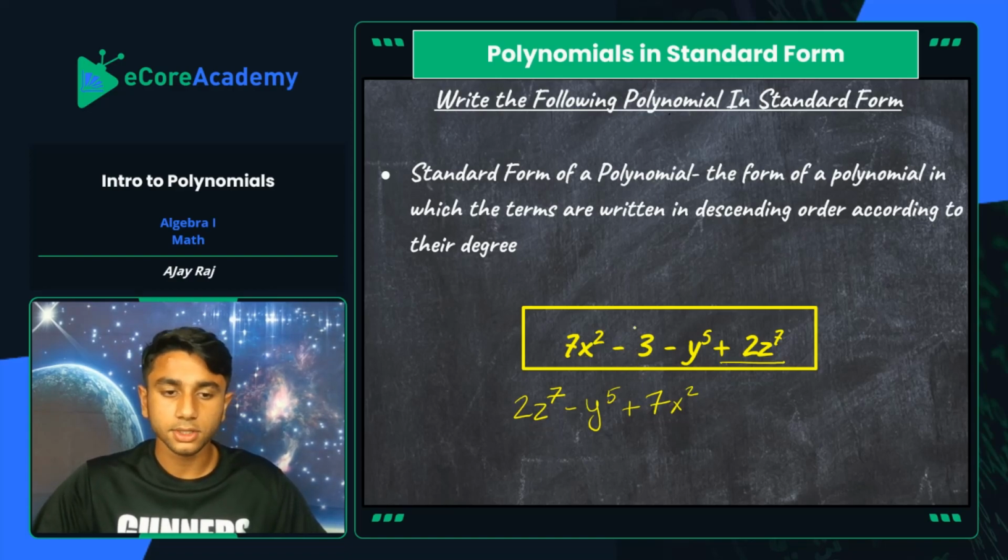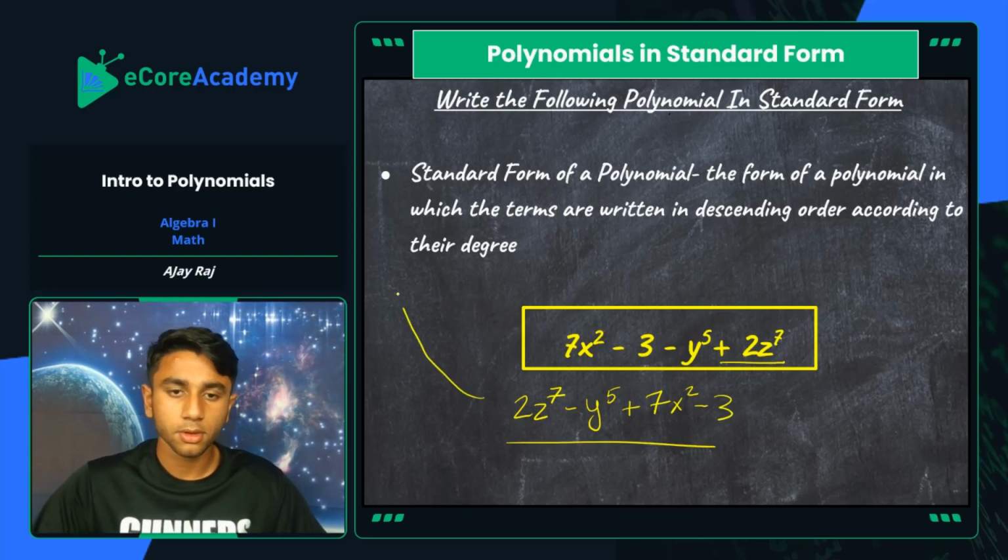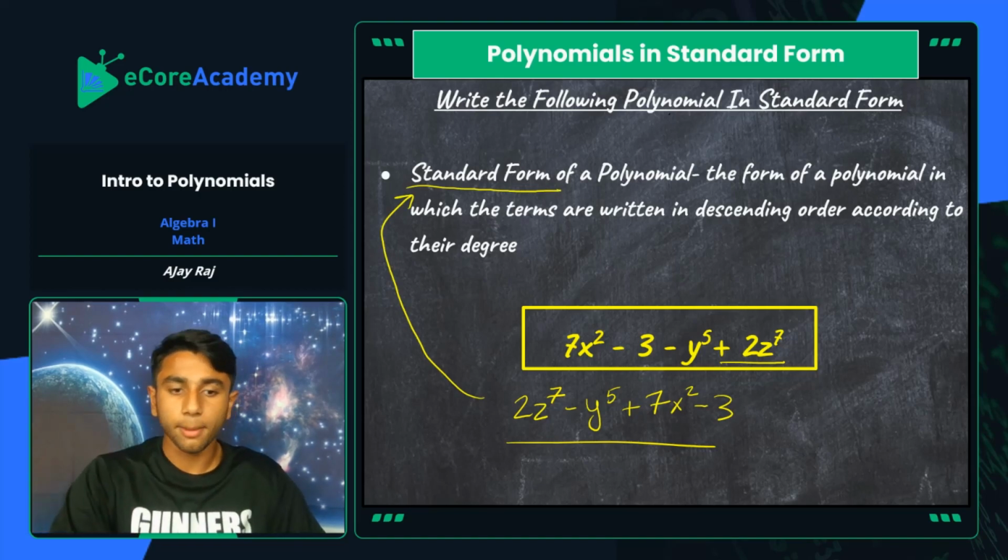So negative 3, obviously, is its own term. And here it's going to be a constant. It's going to have technically a degree of 0. So that's going to be minus 3. That's how we're going to write it in standard form. Pretty simple, and it will help you out a lot when we start to do operations like addition, subtraction, multiplication, division with all our polynomials.